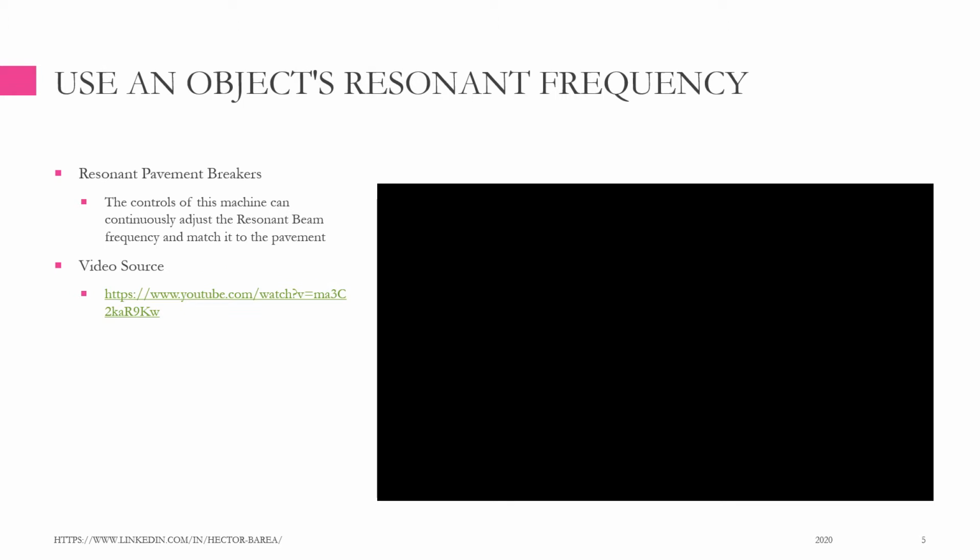Use an object's resonant frequency. For example, resonant pavement breakers. The controls of this machine can continuously adjust the resonant beam frequency and match it to the pavement.